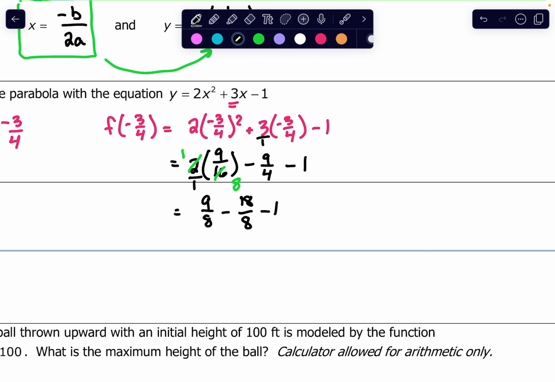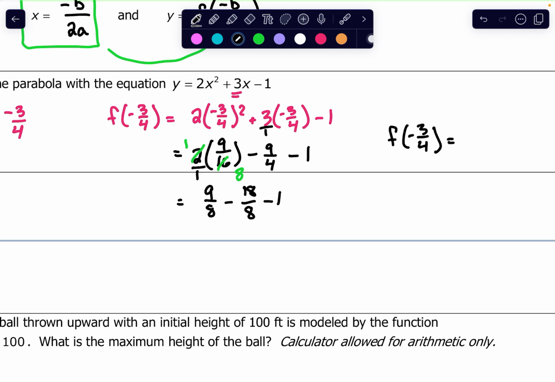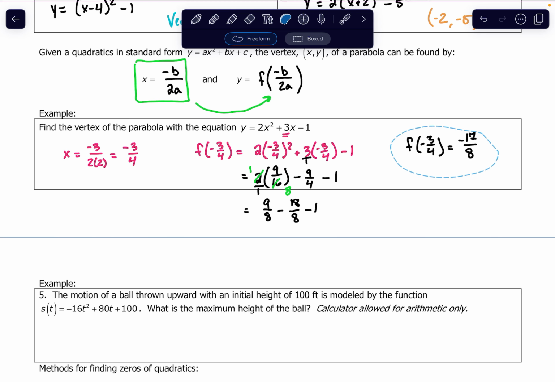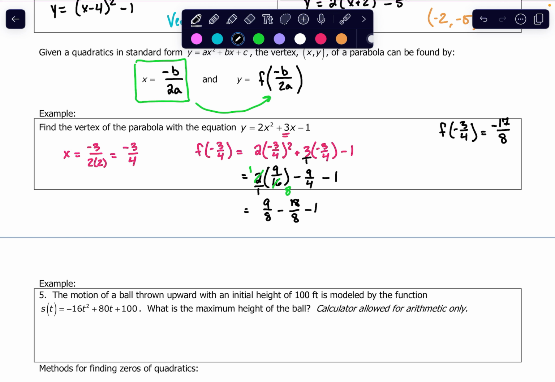And putting that all together, this simplifies to -17/8, which is our vertex. I'm going to also write that in as an ordered pair, just because that's what I'm more comfortable with when we're thinking about parabolas. Aesthetics matter in math. It's how you want to represent something. This would also be fine.